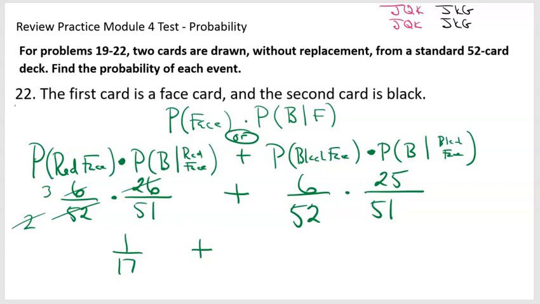Now, listen. If you don't want to do any of that simplifying, you know how to do this. 6 times 26 over 52 times 51, and simplify it to lowest terms, or use your calculator to simplify it all the way. Now, over here, I see things in common.